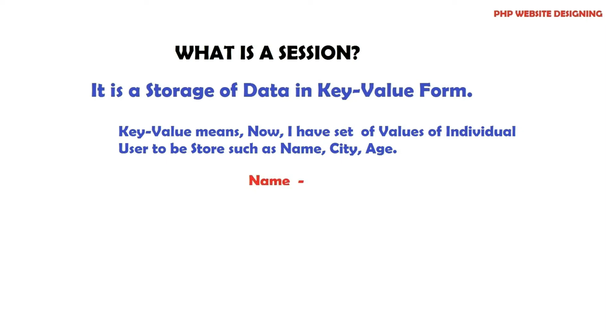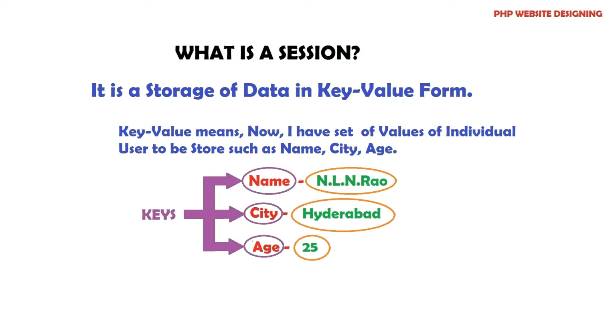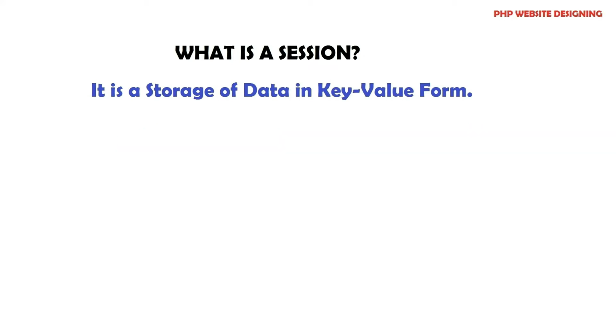Let's consider name as N.L.N. Rao, city Hyderabad, age 25. Here, name, city, age are the keys, and N.L.N. Rao, Hyderabad, 25 are the values of these keys. Now, let's look at how it is used.